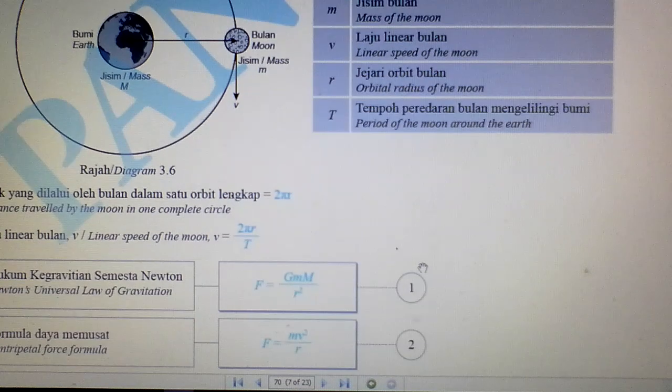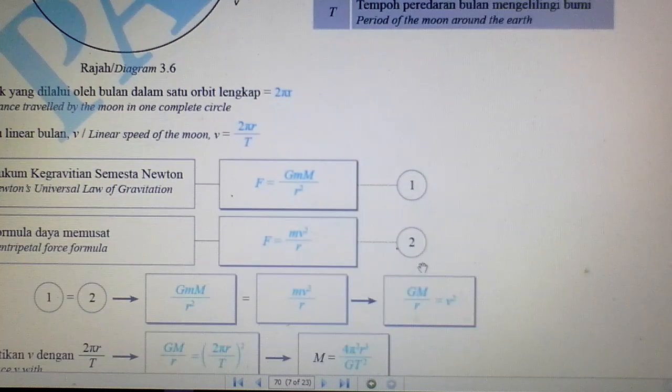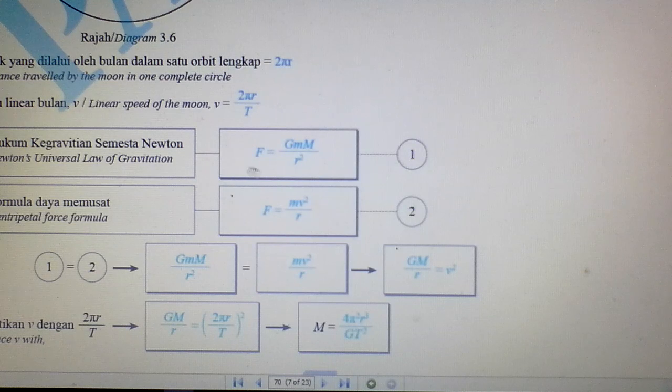From Newton's universal law of gravitation, we have discussed that F equivalent to GMm divided by r squared. And the centripetal force F equivalent to mv squared divided by r. These two values are equal, so GMm divided by r squared equals mv squared divided by r. You can cancel the small m and cancel one r here. So you will get v squared equivalent to GM divided by r.